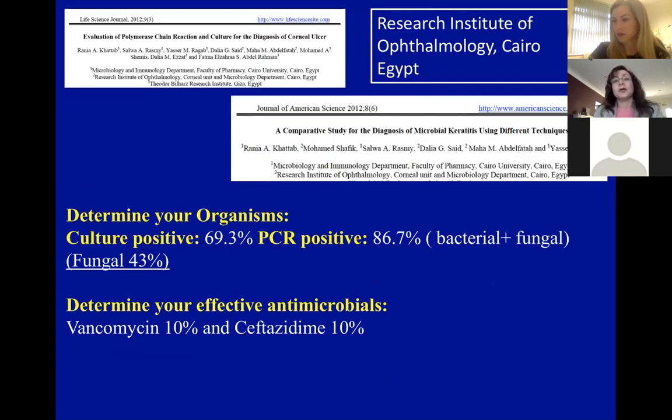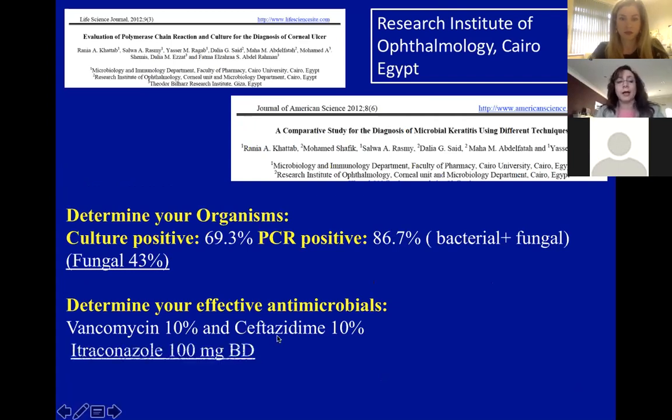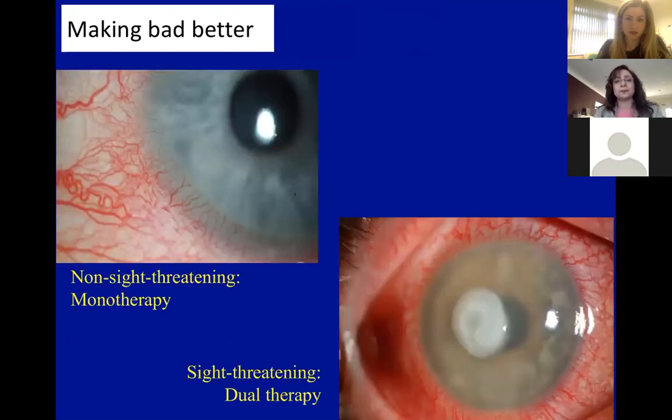And that's just to show you that in a different setting, when I was in Egypt, we did similar studies, and we found that 43% of patients had fungal infection. So we changed our initial treatment from vancomycin and ceftazidime and added itraconazole twice a day. So we started straight away with antifungal for all cases because we have such a high fungal infection rate with these patients. So that shows you the importance of knowing the kind of microorganisms you're getting in your center.